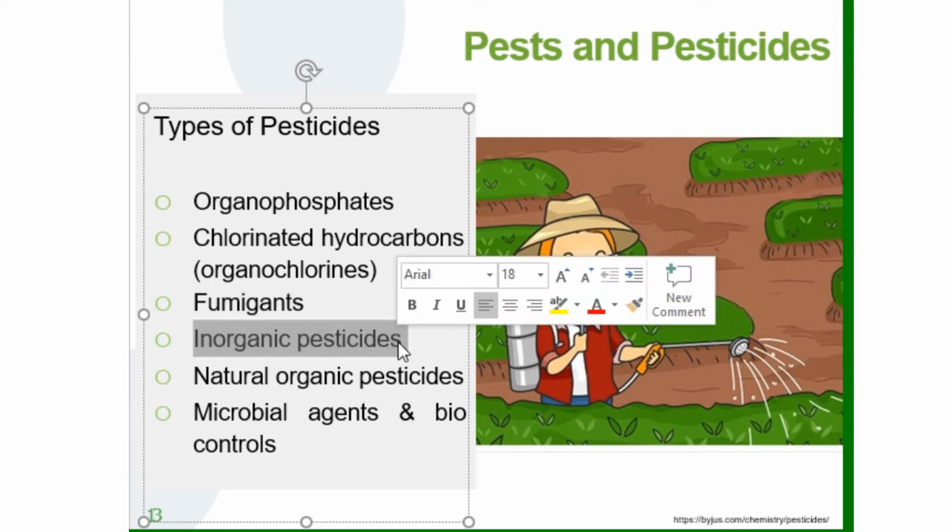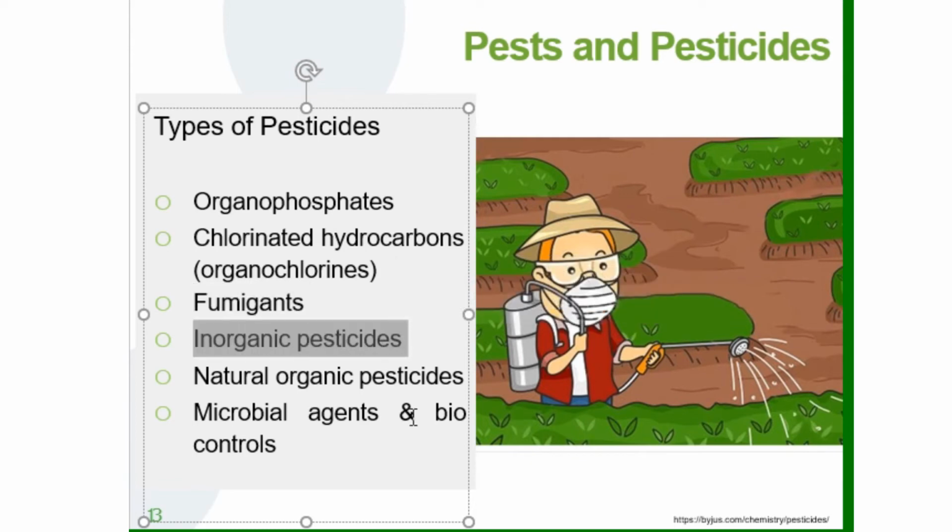And then we have inorganic pesticides. These are compounds made from toxic elements like sulfur, copper, arsenic, and mercury. These elements are considered broad-spectrum poisons because they are highly poisonous and indestructible, which means they stay in the environment forever. They usually act as nerve toxins.